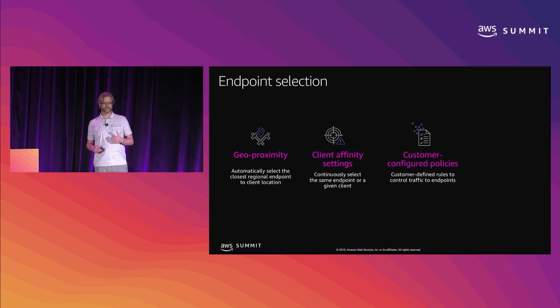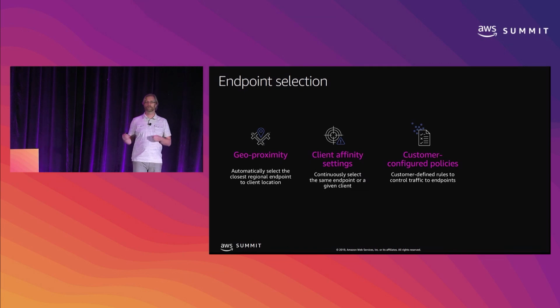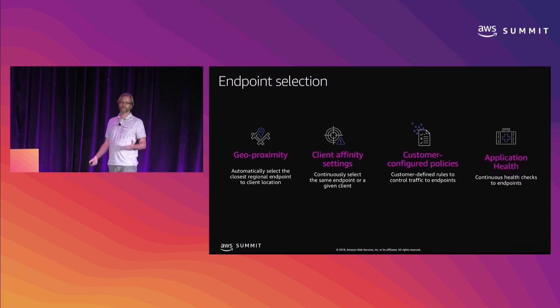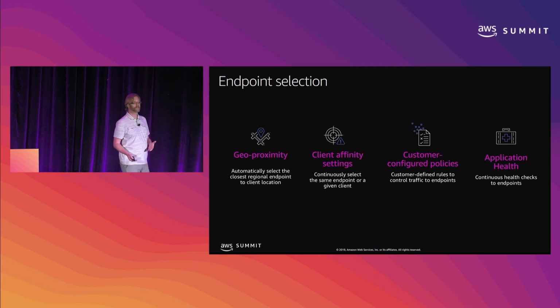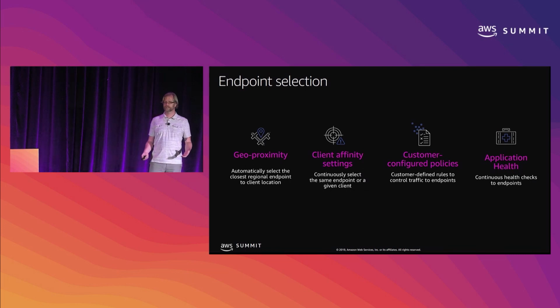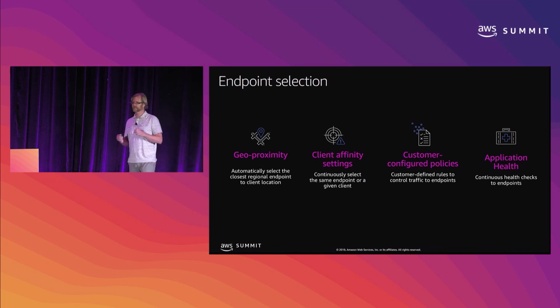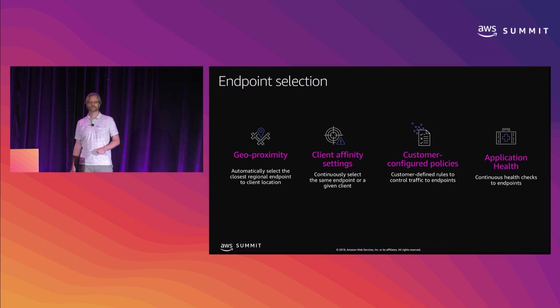Now the piece is also your configured policies for weights and measures: how much traffic you want to go to one place versus another, how much regional traffic you want to accept in one region versus another. These are all dials that you can choose. And then, of course, application health. If something fails, Global Accelerator will remove it out of play. So if a region goes down or an endpoint goes down, it will simply no longer send traffic there. Of course, you'll get your notifications, but all of this is seamless to the customer. Your cached IP addresses are all the same IP address, all that fun stuff.